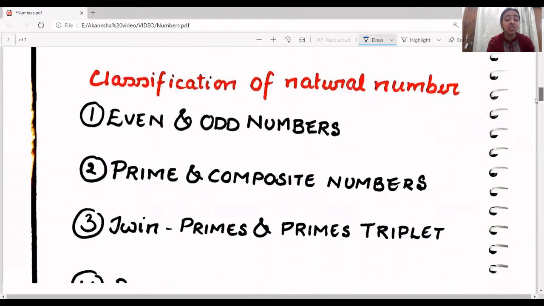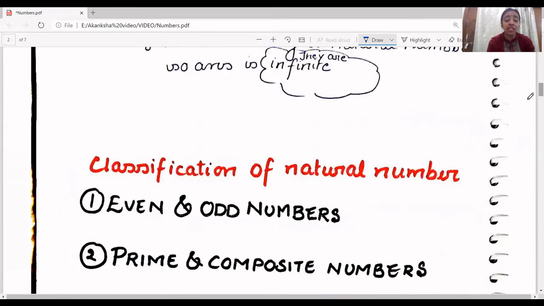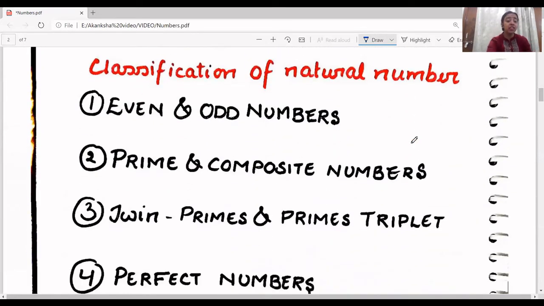Coming to the classification of natural numbers, now natural numbers can be classified as even and odd numbers, prime and composite numbers, twin primes and prime triplets, perfect numbers. So all these are natural numbers that we will be going through one by one.